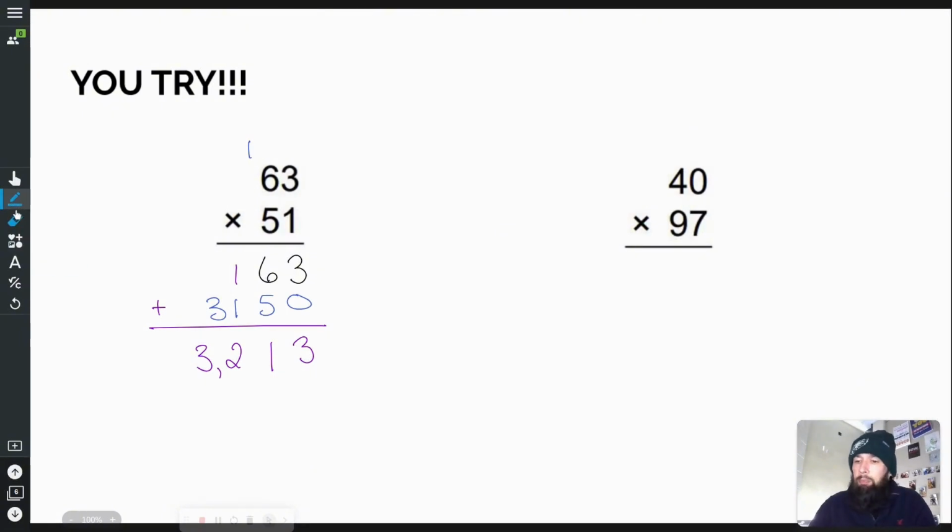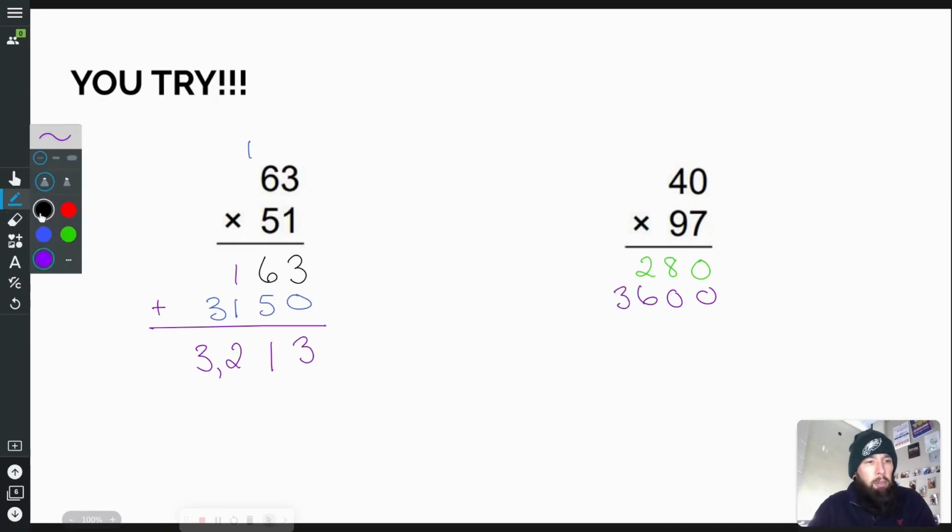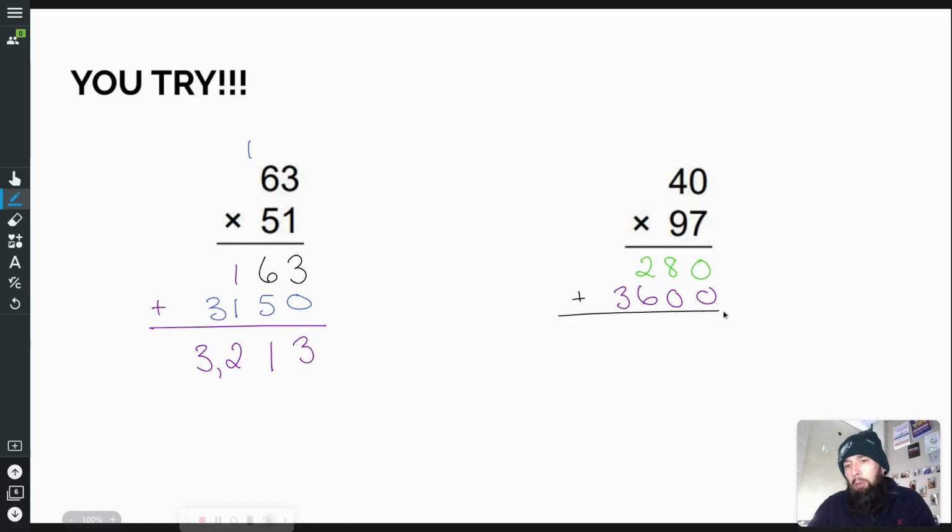Okay? Let's keep going. 7 times 0 is 0. 7 times 4 is 28. Drop down to 0. 9 times 0 is 0. 9 times 4 is 36. Had to think about that one for a second there. Not sure why. Add up the 2 rows.